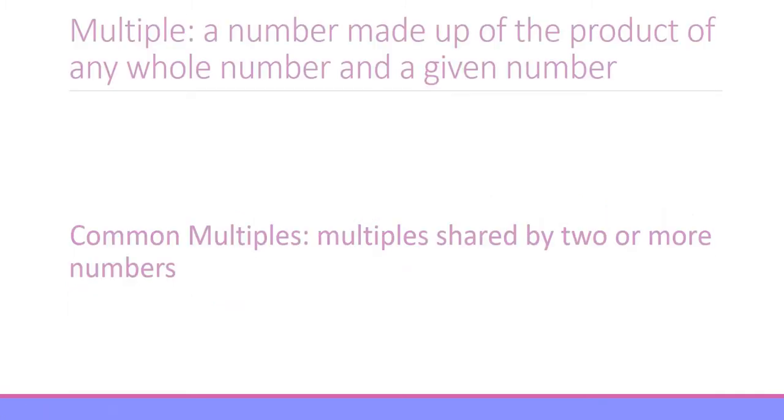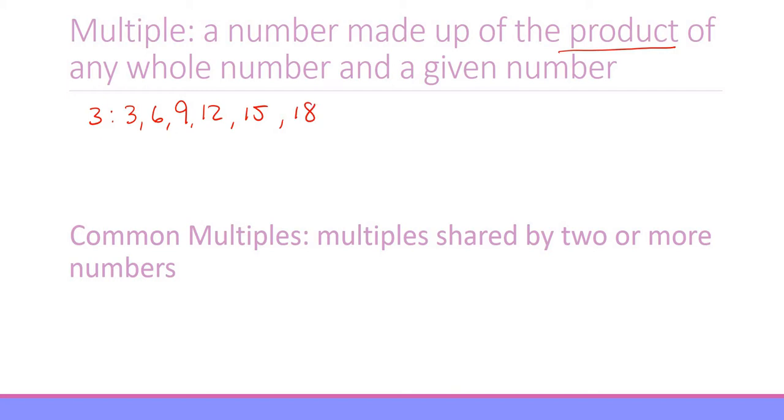A multiple is a number made up of the product of any whole number and the given number. For example, if I want multiples of 3, I'm going to take all the numbers that I can make by taking the product of 3 and any number. So 3 times 1 is 3, 3 times 2 is 6, 3 times 3 is 9, 3 times 4 is 12, etc. Every time I am multiplying 3 by a larger and larger number.